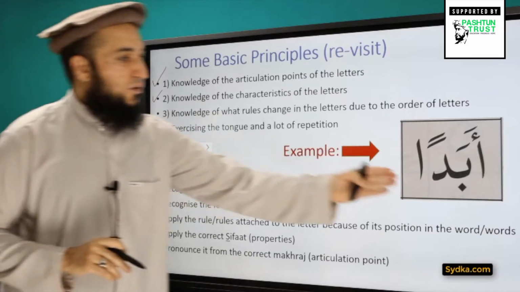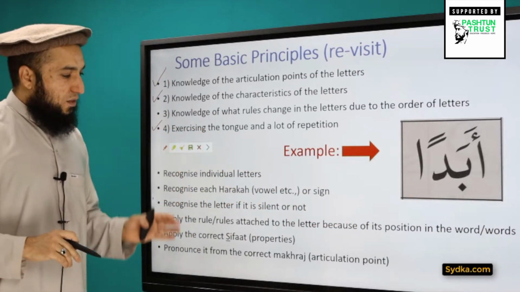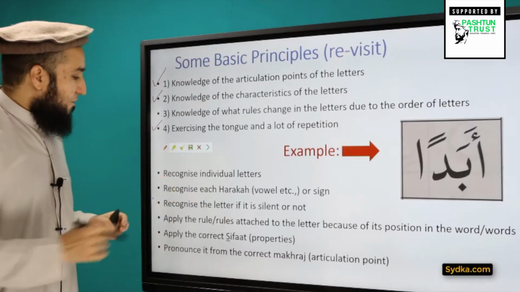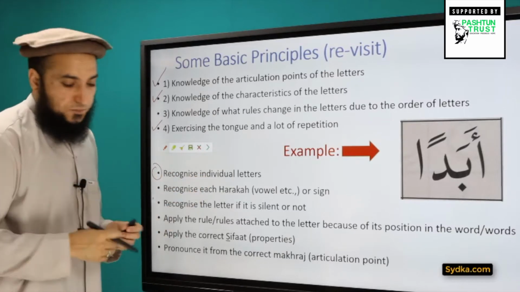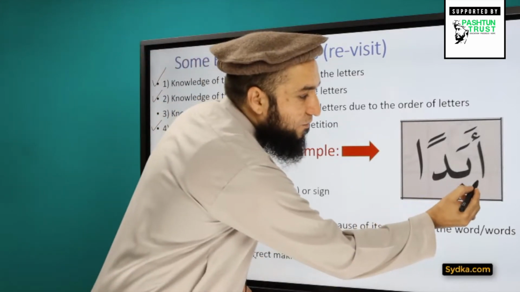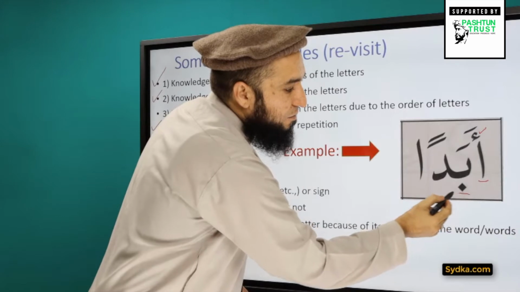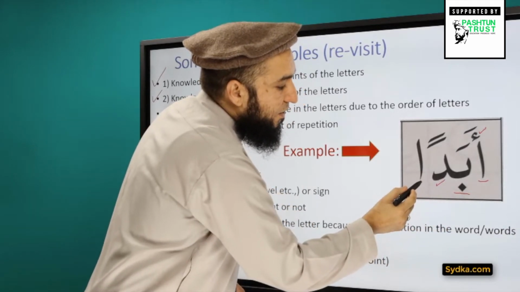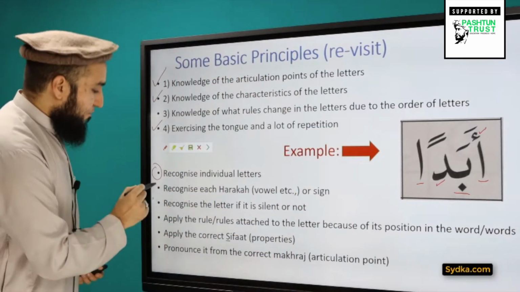So if we are given, for example, a word, we have to apply these steps to make our reading or recitation easy. The first one is recognizing individual letters. So if we go to here, the first one is alif, second one is hamza, third one is ba, and next one is dal. And the final one is alif. So we recognized individual letters, step one.